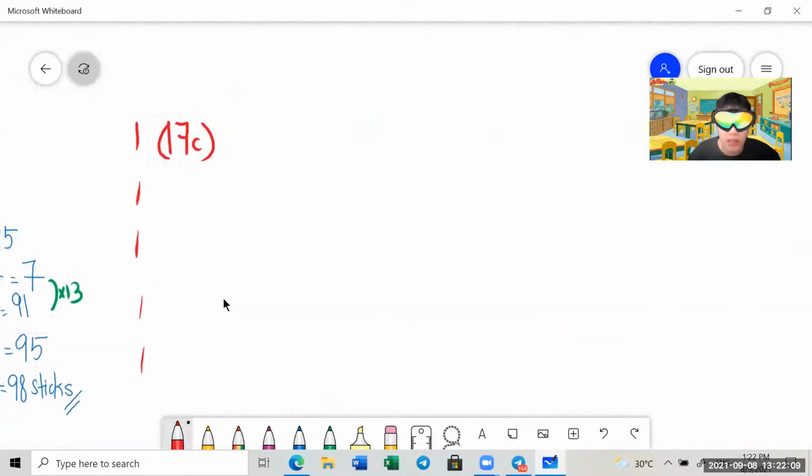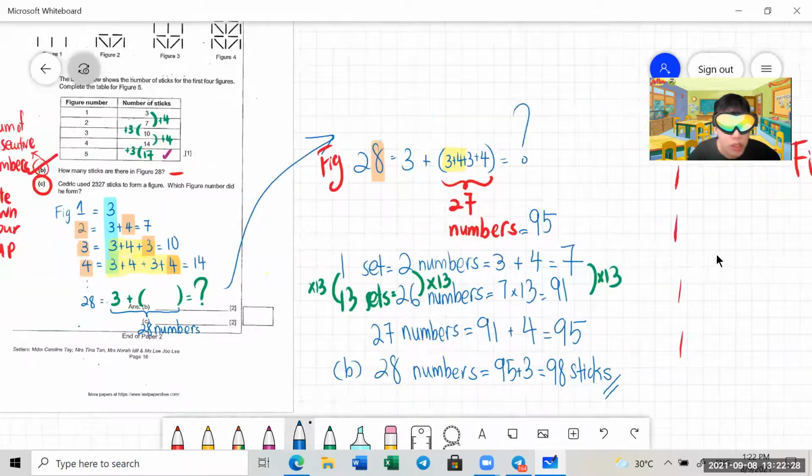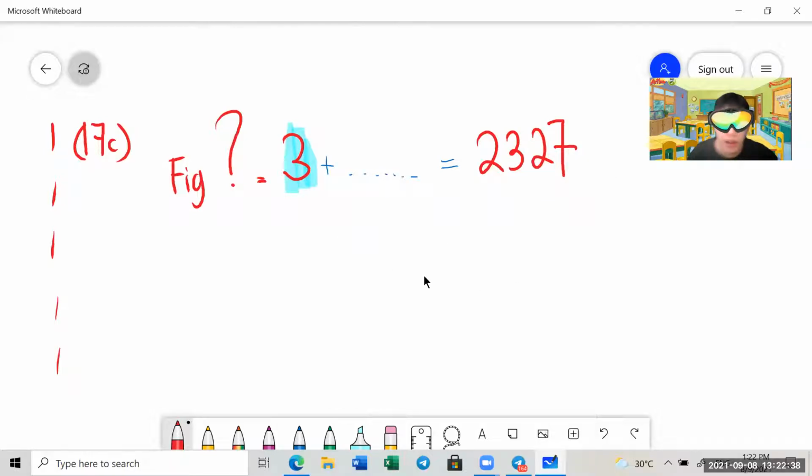Okay, so write down the mathematical pattern first. What they are trying to ask you is this: figure number what is equal to, of course, we always start with 3, because that is a common number. We always start with 3 plus something, something, something is equal to how much? Is equal to 2,327. All of you echo after me, say 2,327. Very nice. Okay, so it's 2,327. That is the value, isn't it? Right now, they want us to work backwards. So what I'm going to do is, of course, the same thing.